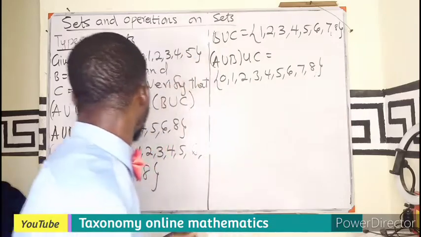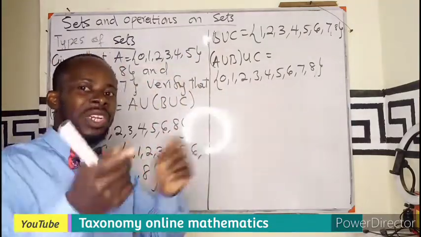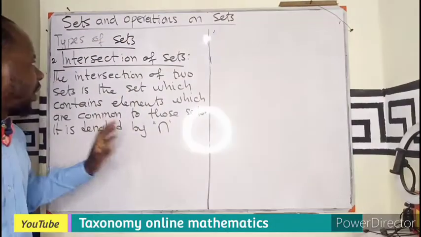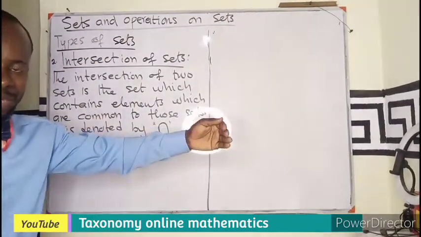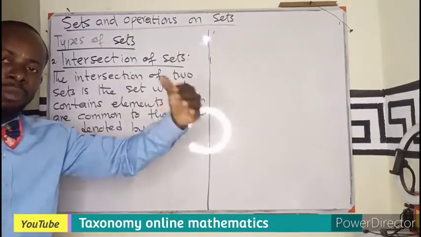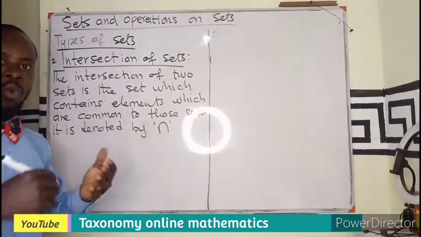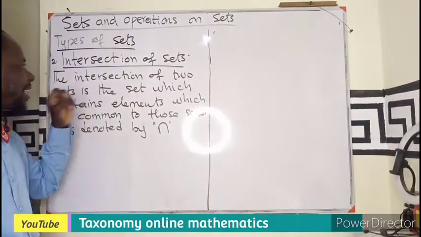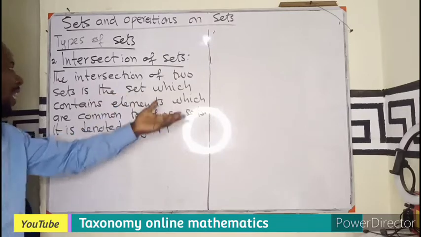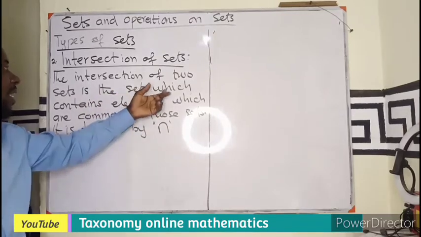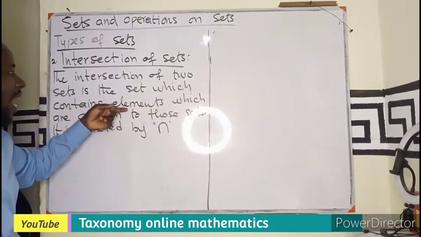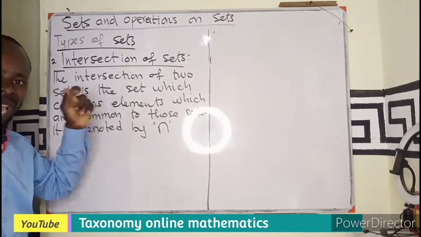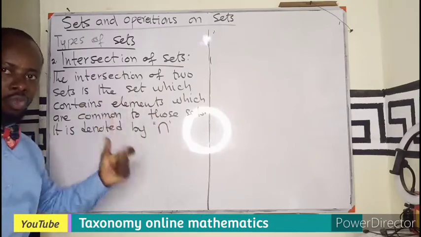Now let's take the next one, which will be the intersection, the opposite of this. So for the intersection of a set, to intersect means both have something in common. That is overlapping. They overlap, meaning they have some common element. So the intersection of two or more sets is the set which contains elements which are common to those sets. The element that is common to the two sets.